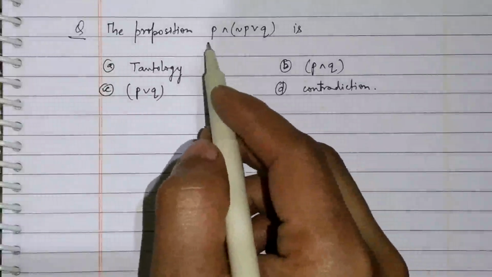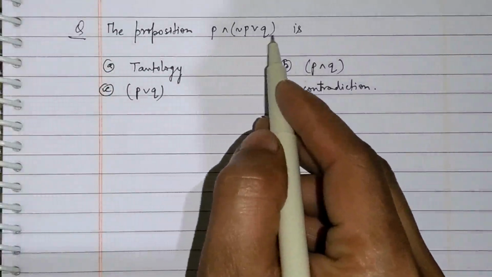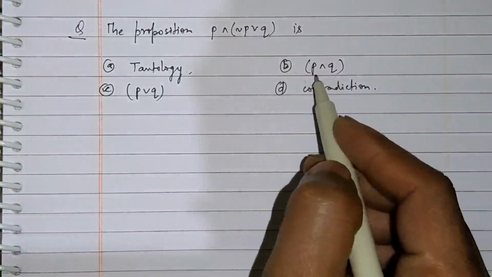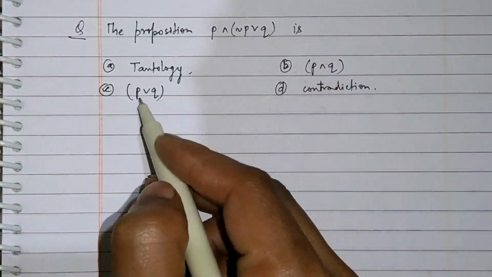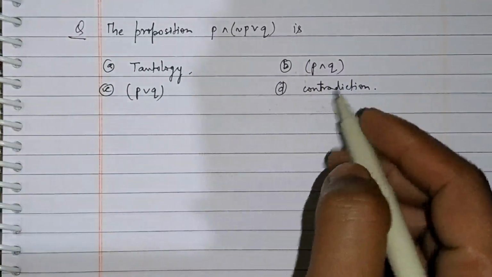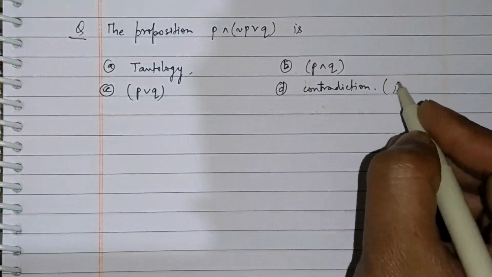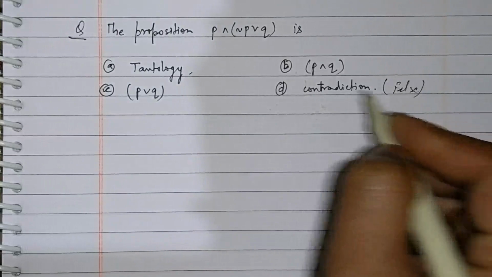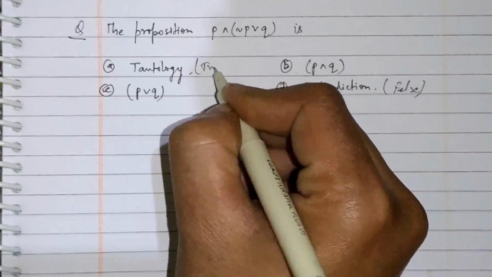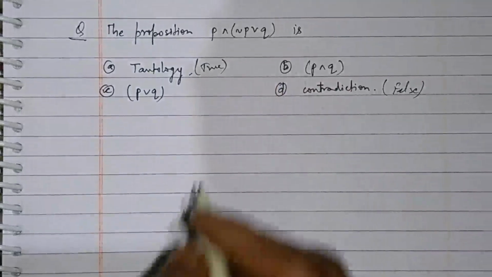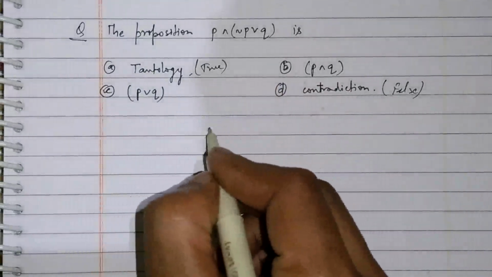The proposition (P and not P) or (P and Q) is a tautology, or P or Q, or a contradiction? Contradiction means always false. Tautology means always true. Let's check what happens.